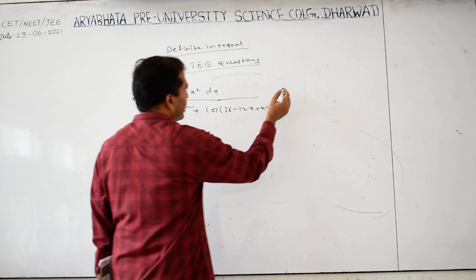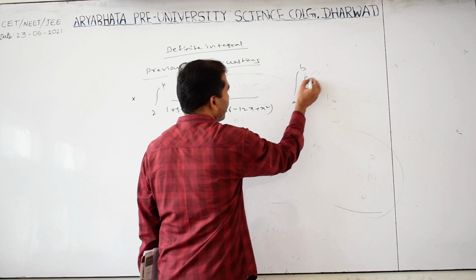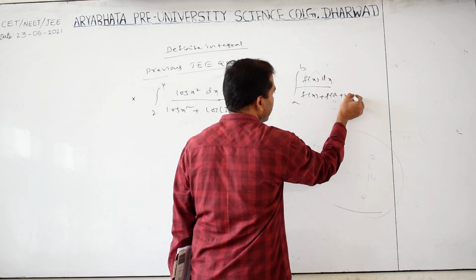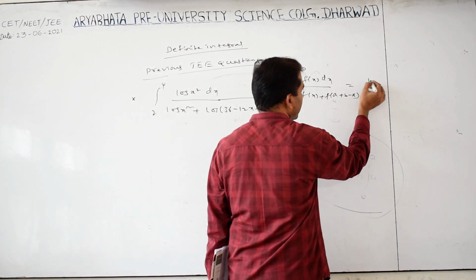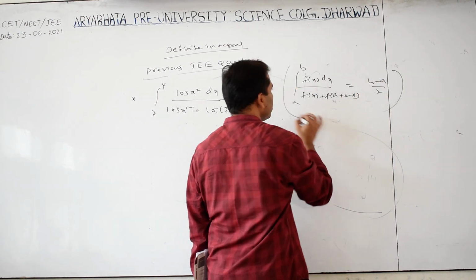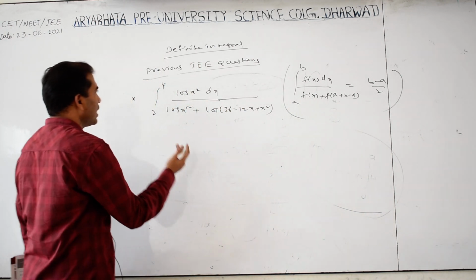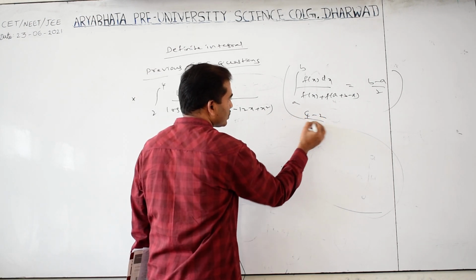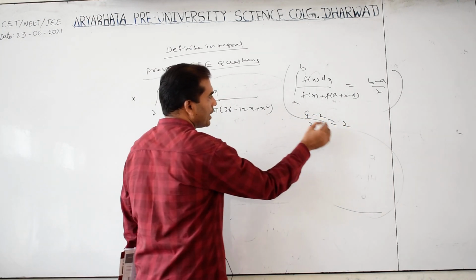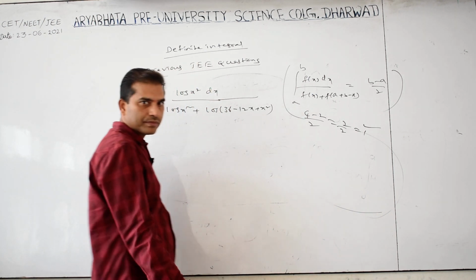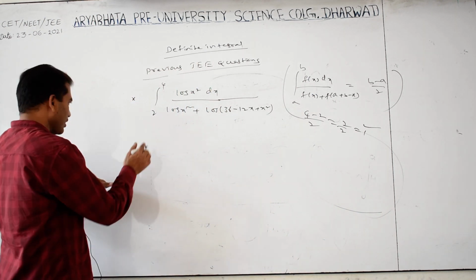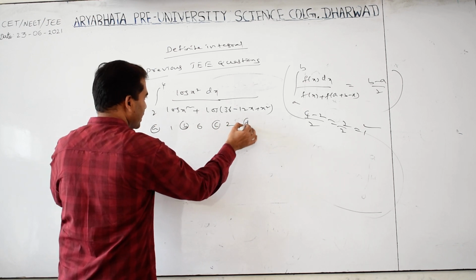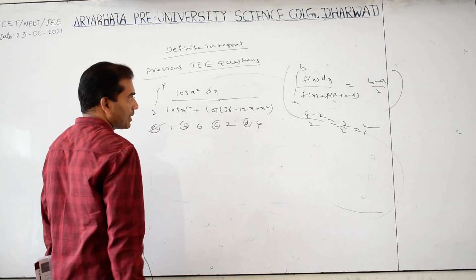This is a shortcut. Integration of a to b f of x dx by f of x plus f of a plus b minus x equals b minus a by 2. You can use this formula or do it directly without the formula. By formula, 4 minus 2 by 2 is 2 by 2, which is 1. So 1 is the answer. Option A 1, option B 6, option C 2, option D 4. I have done it by that method.